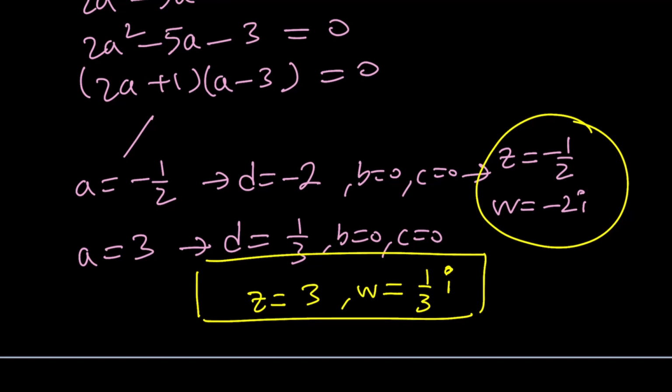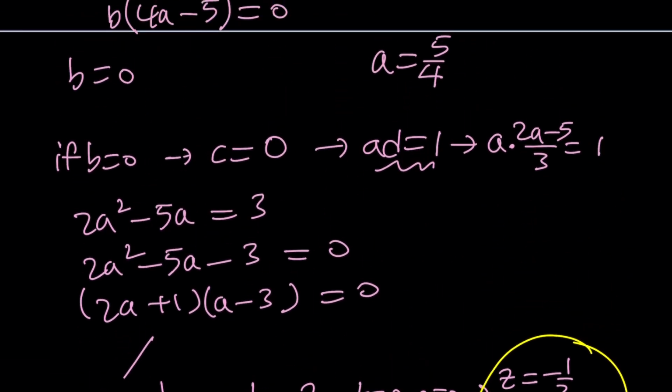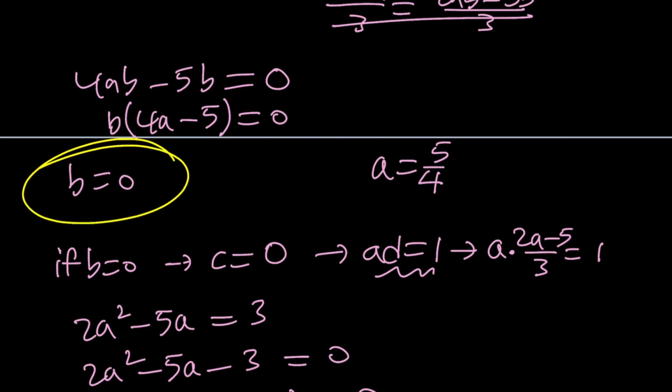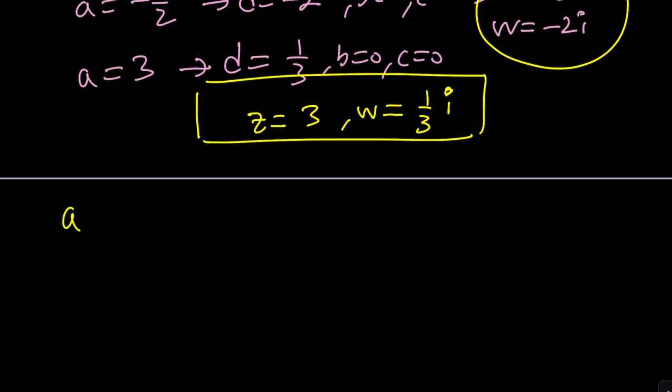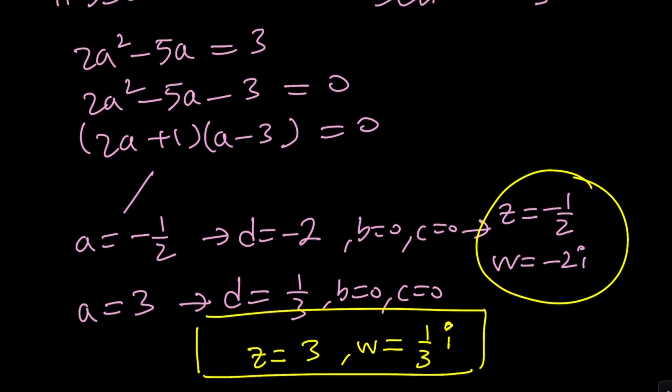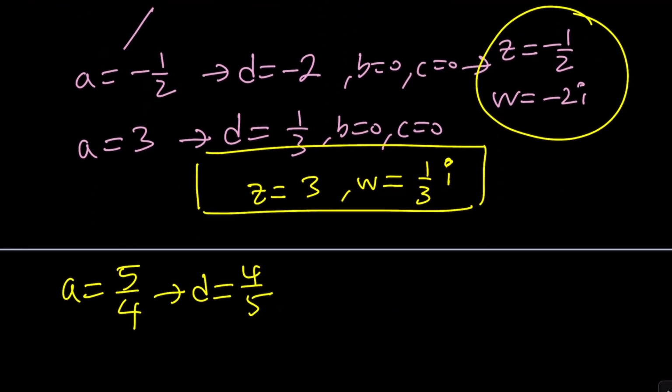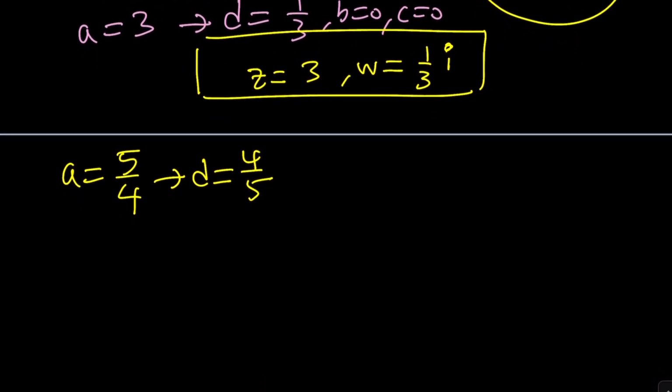One thing we didn't check though, right? We checked all the cases except for this one. So if this is done, we haven't checked this one. So let's go ahead and check that one now. a is equal to 5/4 gives us the following. d becomes 4/5, right? Were a and d reciprocals? Yes. Okay, so a and d are reciprocals.